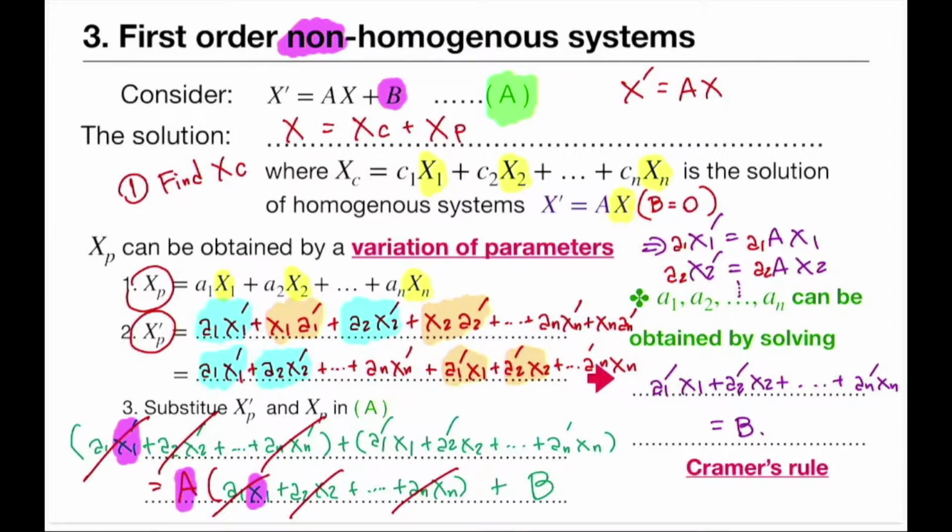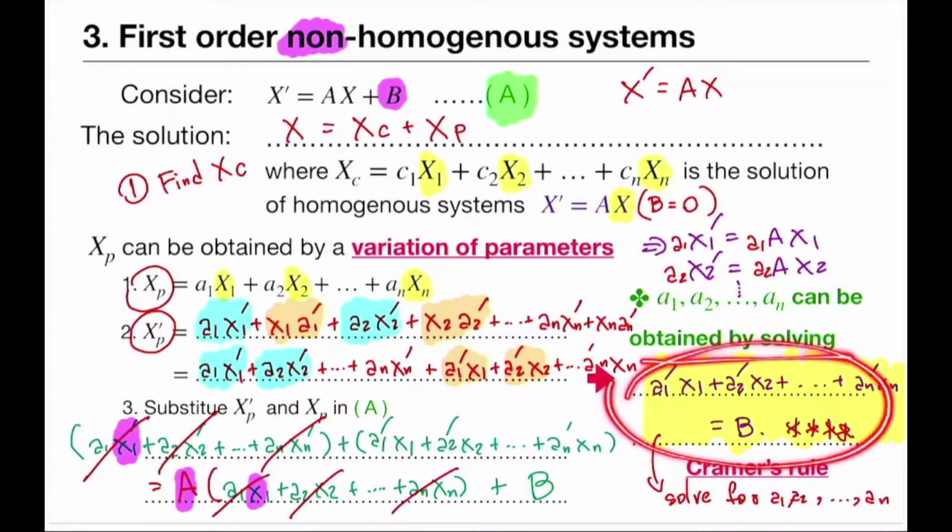Okay, and this is the most important equation. I'll put lots of stars here. So you need to use this equation to solve for a1, a2, blah blah blah until an. Okay, I wrote it here. A1, A2 till An can be obtained by solving this equation. How? We'll see. We use Cramer's rule.